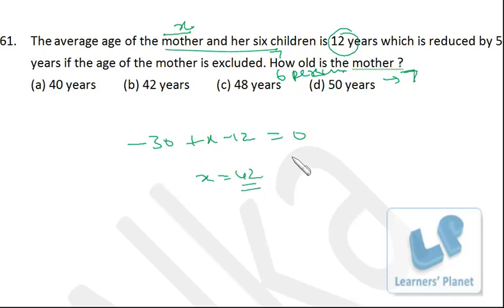I repeat, 6 persons, their average age is 7, so deviation is minus 5, total deviation is 6 into minus 5, minus 30. Assumption of age of mother is x, so deviation of x and this overall average is x minus 12, and the total deviation is 0, so x is equal to 42, that is the age of the mother. Okay.